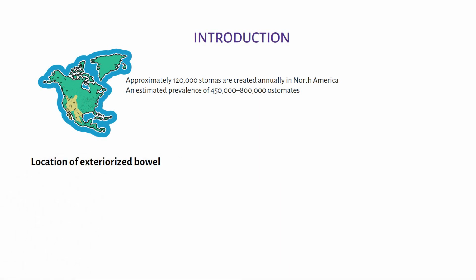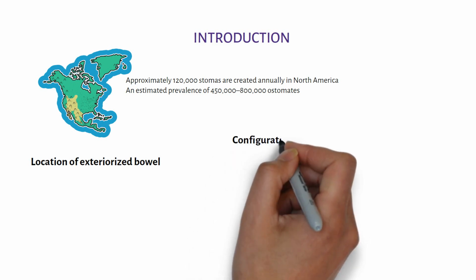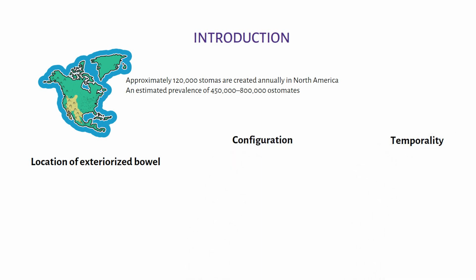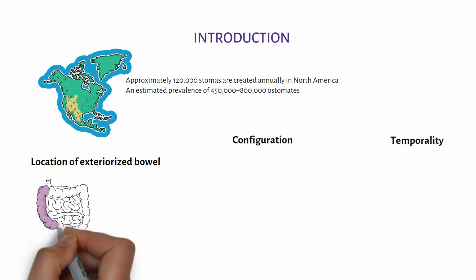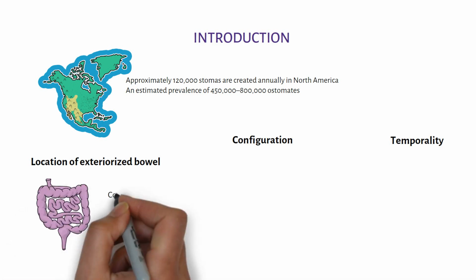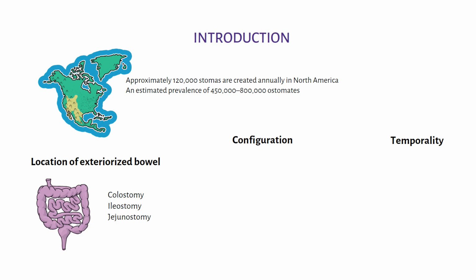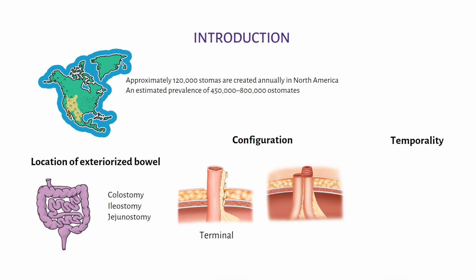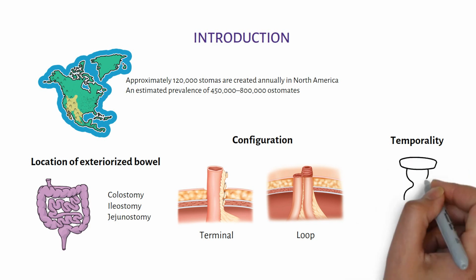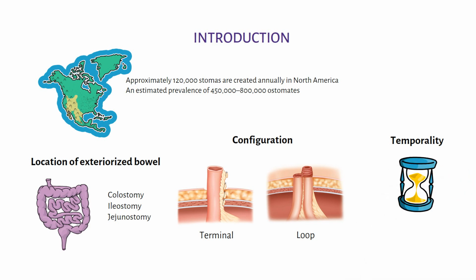They are named according to three characteristics: the location of the intestine, type of configuration, and temporality. According to the location of the exteriorized intestine, they are called colostomy, ileostomy, and jejunostomy. They can be configured in two ways, terminal or loop, depending on the surgical strategy and perioperative conditions. I want to clarify that the term terminal refers to the configuration of the stoma, not its temporality. That is, terminal doesn't mean the patient will have it for the rest of their life.